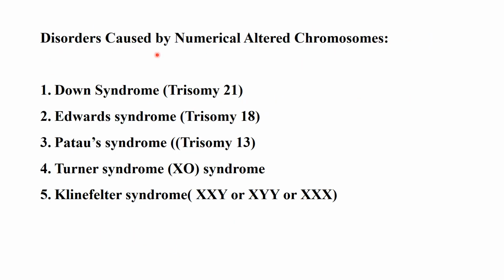Disorders caused by numerically altered chromosomes are disorders caused by numerical aberrations: Down syndrome, trisomy 21; Edward syndrome, trisomy 18; Patau syndrome, trisomy 13; Turner syndrome, that is the monosomic condition, XO syndrome or X-naught syndrome; Klinefelter syndrome, XXY; and triple X syndrome. इसमें जो डाउन सिंड्रोम, एडवर्ड सिंड्रोम और पटायो सिंड्रोम में these are the autosomal disorders, while the Turner syndrome and the Klinefelter syndrome are the sex-linked disorders.